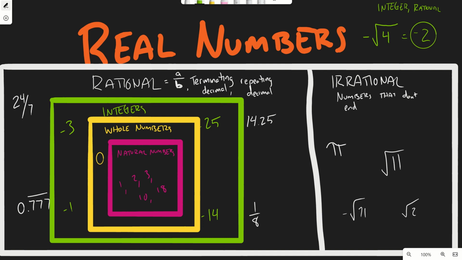Okay, so if it's in a small square, it's also in all the bigger squares outside of it. So if something's natural, it's natural, whole, integer, and rational. If something's just rational, it's just rational. Okay, if I have -3/8, that's a fraction. That's just rational. I can't simplify it any further. So this is just rational.